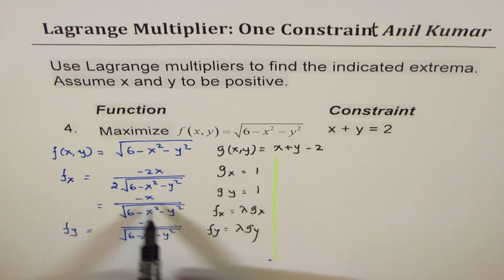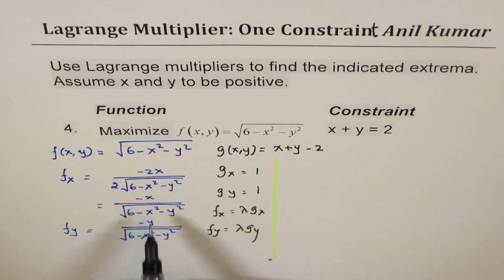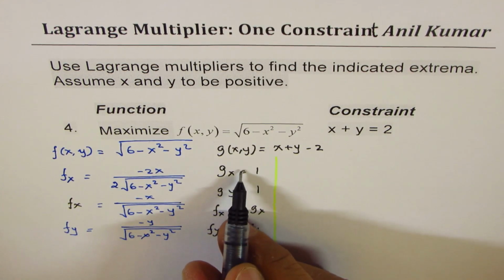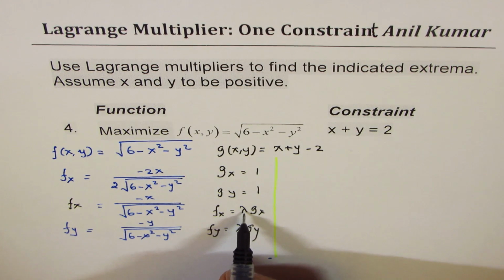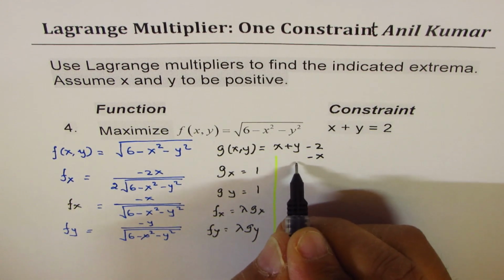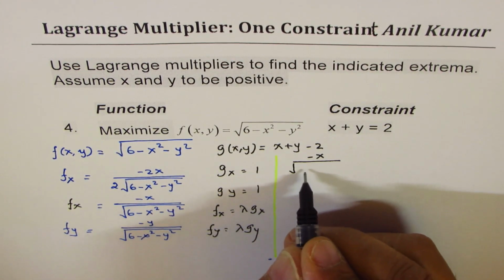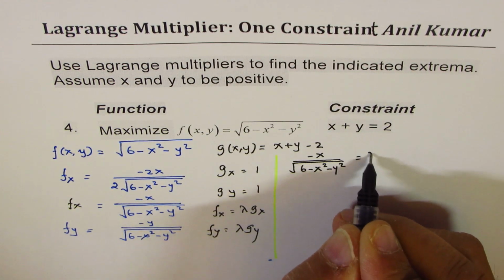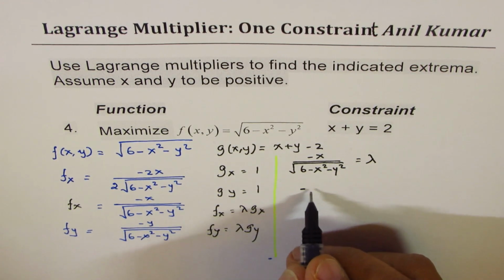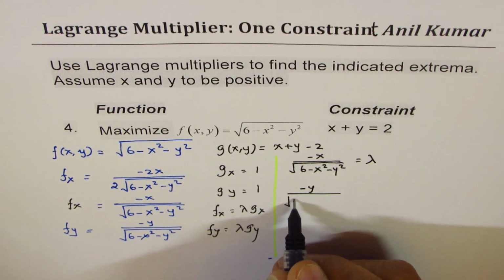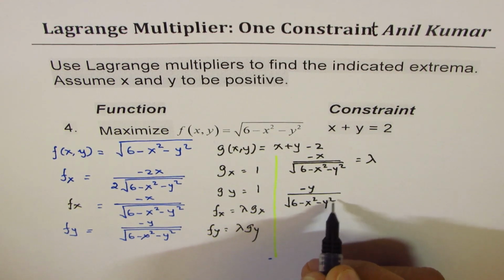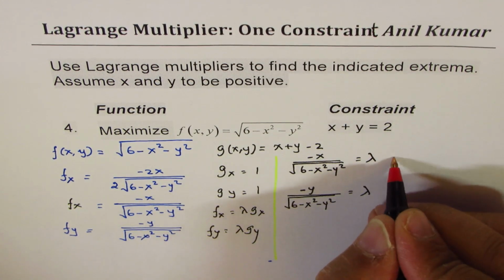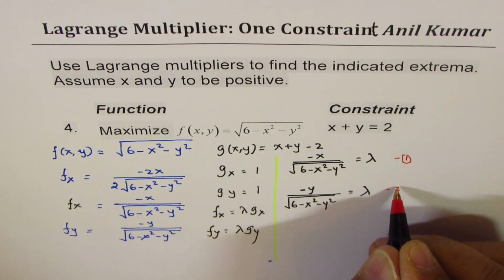So basically, we have this term, which is f_x, and this term is equal to lambda times g_x, which is 1. That means f_x is lambda, correct? So we have minus x over square root of 6 minus x squared minus y squared equals lambda, and also minus y over square root of 6 minus x squared minus y squared equals lambda. So we get our equation number 1 and equation number 2.